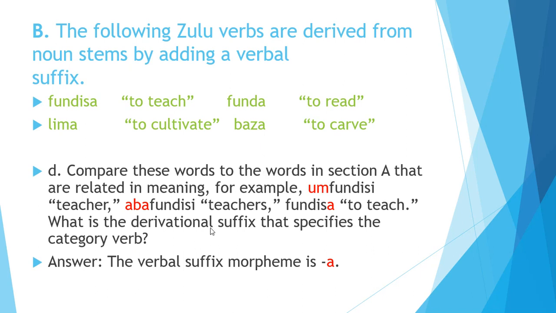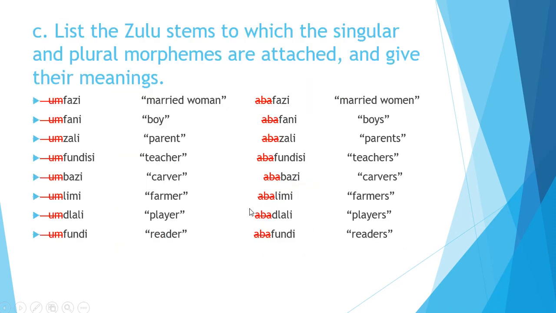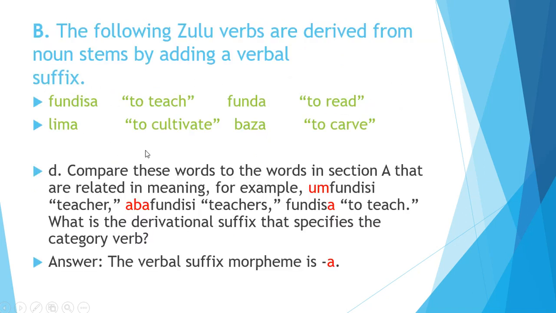Because if you see the list of words here, you see that all of them end in i. And the meaning is this one here. Married woman, Unfasi; boy, Unfani. But when you have verbs, like in this case, Fundisa, you see the difference. When they are verbs, they end with the suffix a. So the answer to the question is that the verbal suffix morpheme is a. In other words, you can distinguish verbs when the words end in the suffix a. So that is the answer to that question.